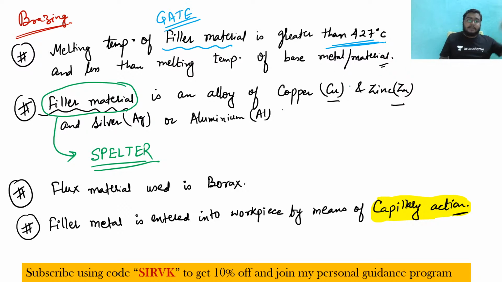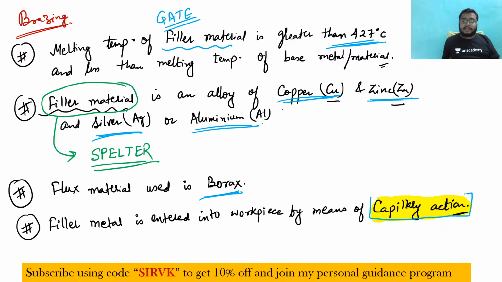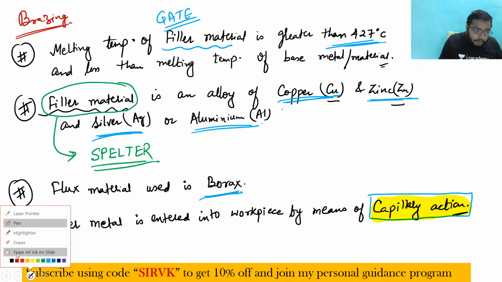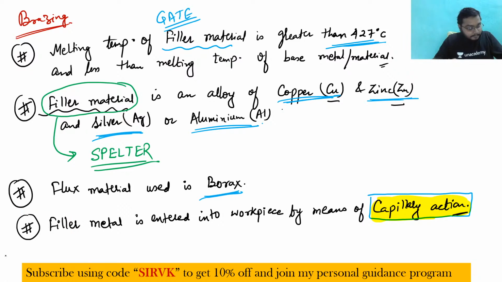What is the temperature? Tell me about the temperature. Or the filler material, what alloys can we use? We can use copper, zinc, silver, aluminum. What is the flux material that we are using? We are using borax. And most important, what is the principle behind the brazing operation? That is the capillary action. So tell me what you know about capillary action, then I will explain these things.